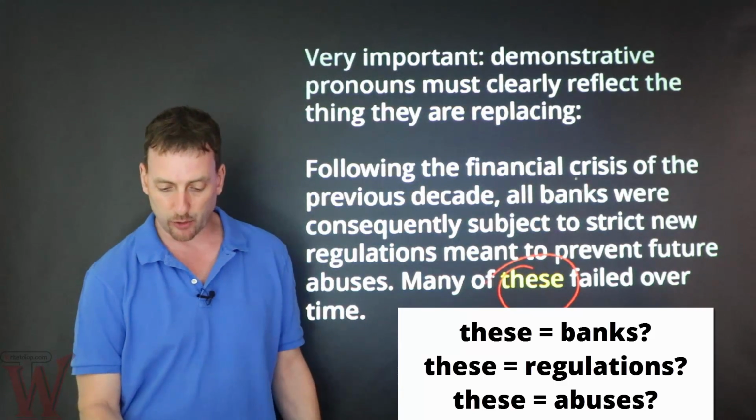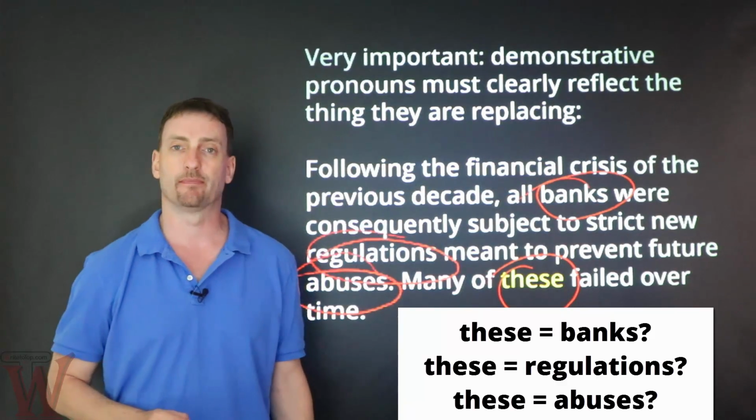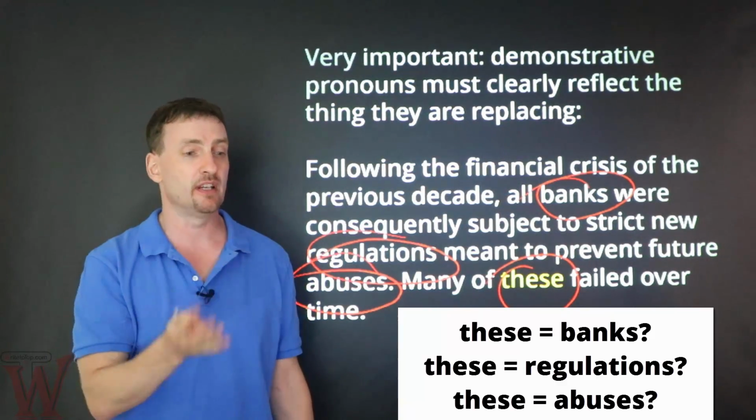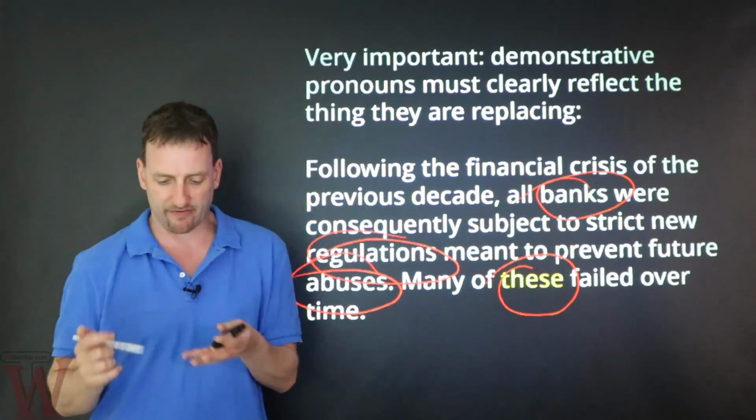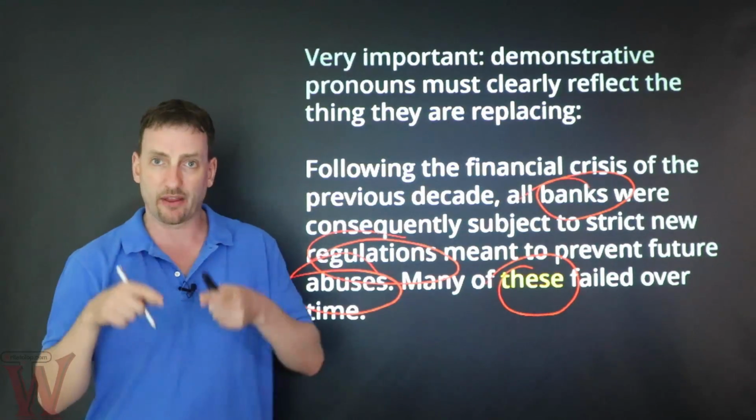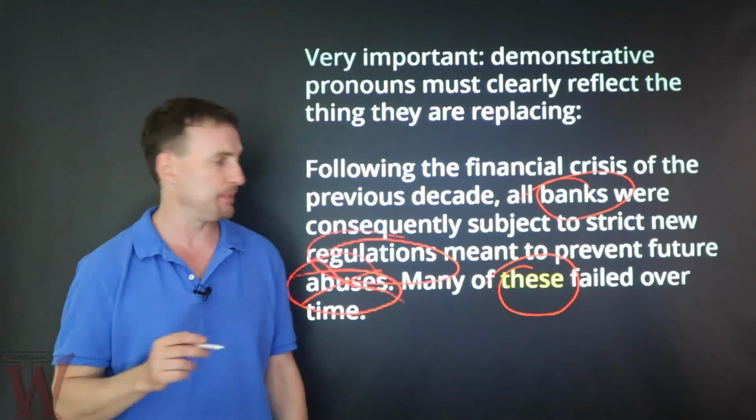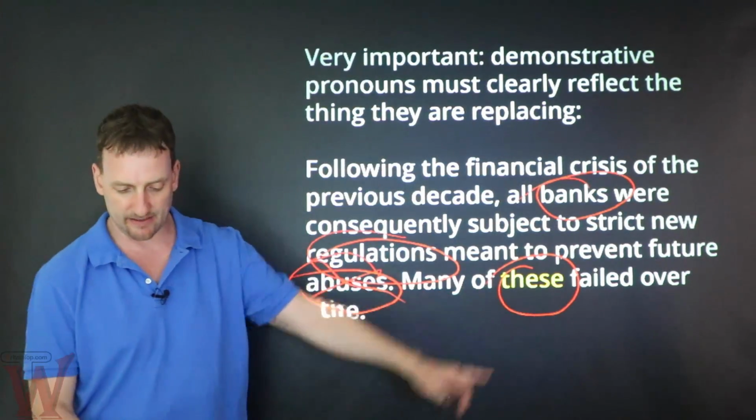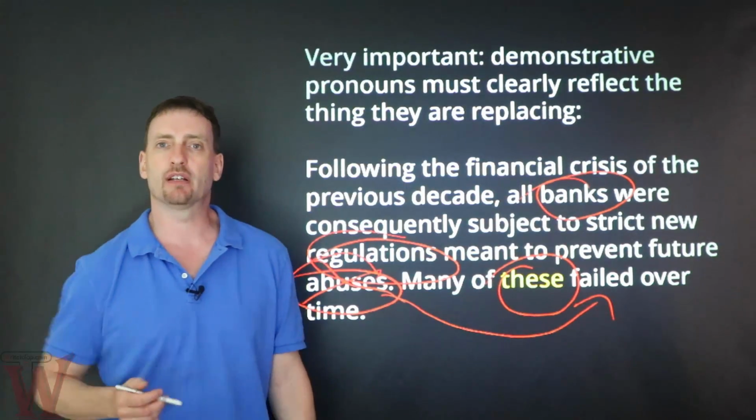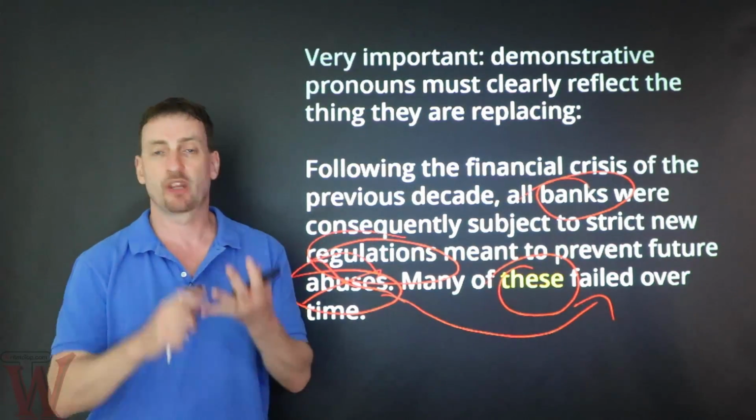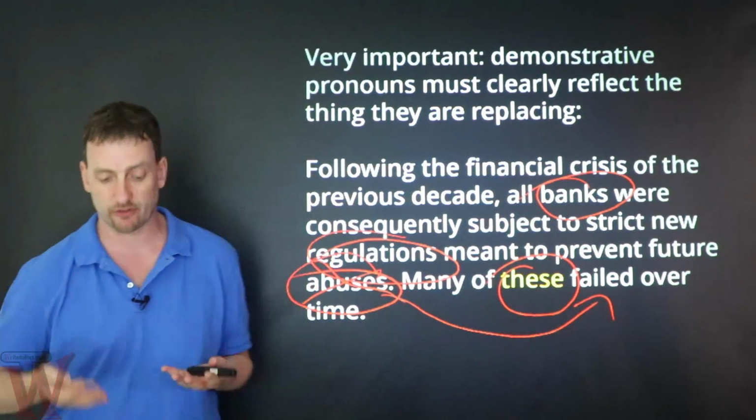Is it pointing to banks? Is it pointing to regulations? Or is it pointing to abuses? I have three plural nouns preceding it in the sentence before. So obviously, I can't very easily think what these are that failed. Now, I know it's not abuses, because abuses can't fail. They don't match this verb. So I take that out. That still leaves me with banks or regulations. Banks can fail. Regulations can fail. They can fail to do what they were meant to do, what they were introduced to do.